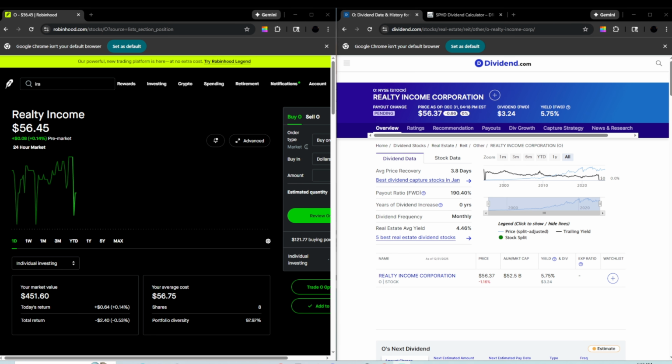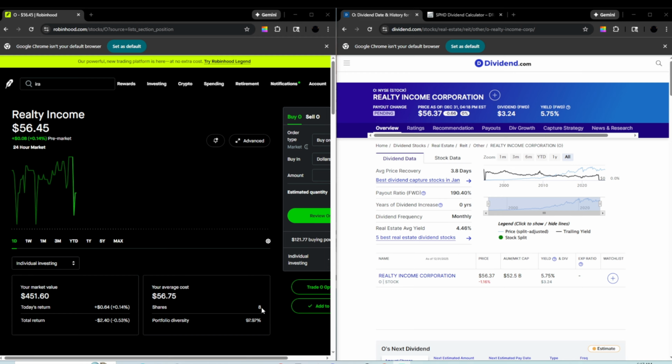So on my Robinhood right now, I have put 8 shares in Realty Income. Now I'm going to continuously put money into it every day, preferably getting a share into it as much as I can. Right now I've got 8 shares.